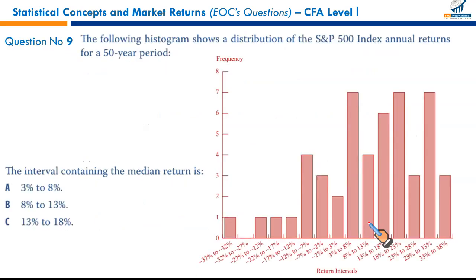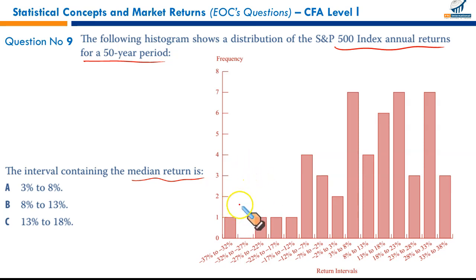The following histogram shows a distribution of S&P 500 index annual returns for the 50-year period. The interval containing the median return is: we have to calculate the median return. For the median, we first have to arrange the data in ascending order, which is already laid down for you.